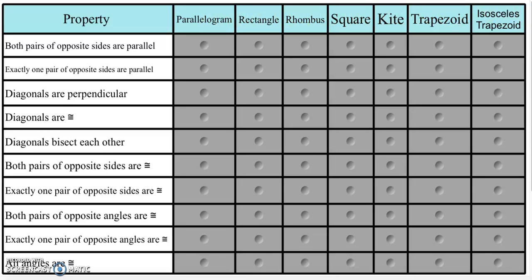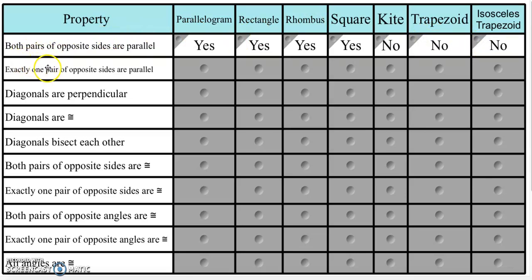So we're just going to go through the chart of fun and talk about the characteristics. What I'm going to do is go across. So I'll start with the characteristic and just go across and handle each one of these figures individually. So first up, both pairs of opposite sides are parallel. That's the actual definition for parallelogram, so that's going to be a yes. And then any special parallelogram is also going to follow through with that. So rectangle, rhombus, and square are also going to be yes. Kite does not have both pairs of opposite sides parallel, so that's a no. And neither does trapezoid or isosceles trapezoid. So that takes care of the first characteristic.